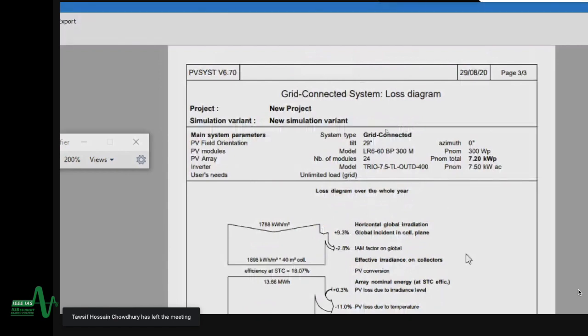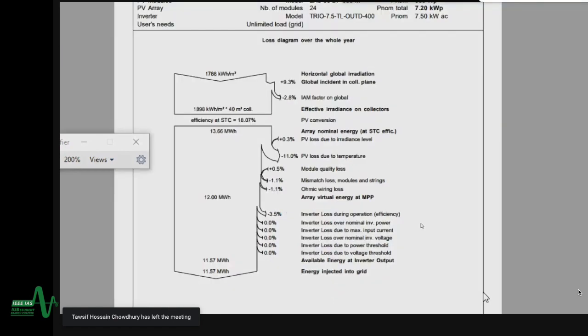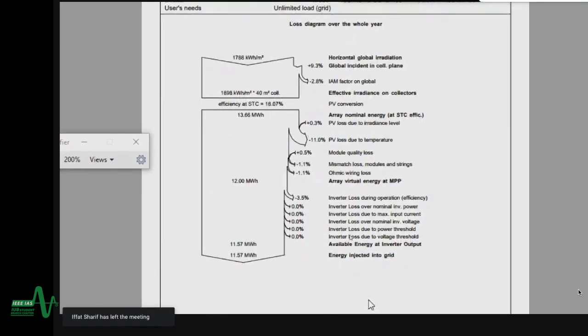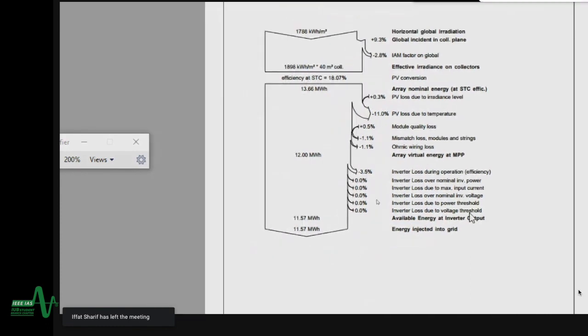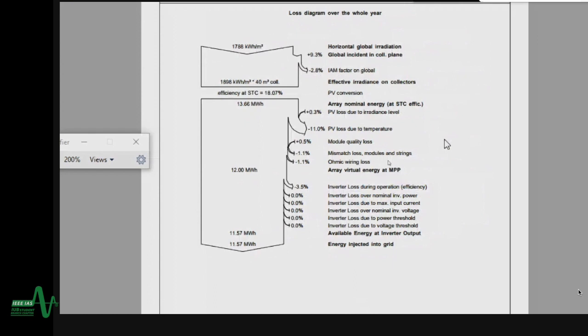Okay, very good. Right now we have come to this point, the loss diagram, which is also very crucial. Whenever you are presenting the loss diagram at any conference, the audience can easily imagine what the main losses are. You can easily see that minus 11% loss is the largest loss. It is the PV loss due to temperature.